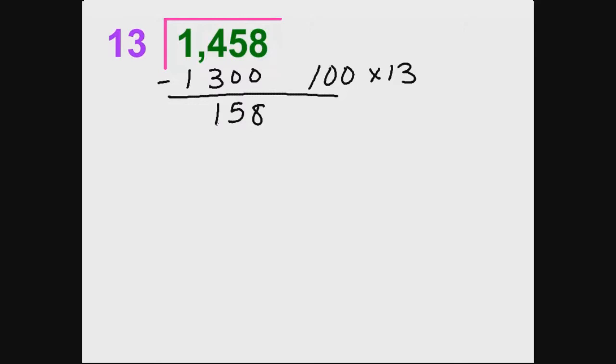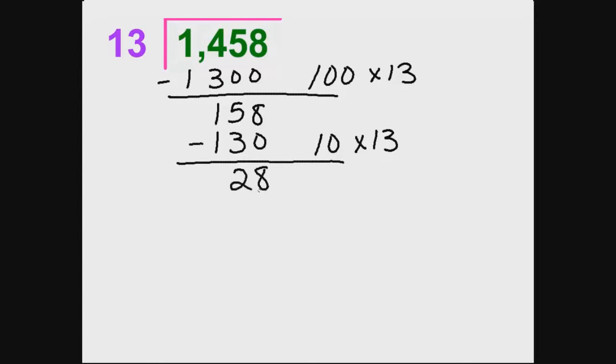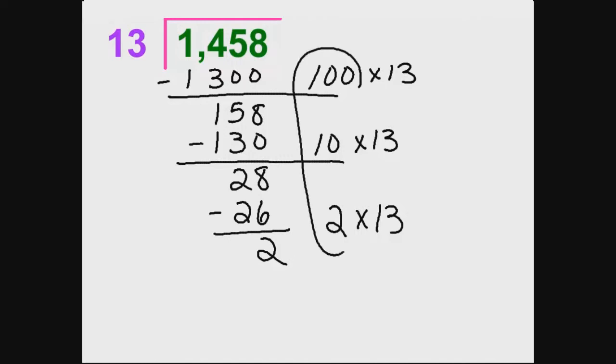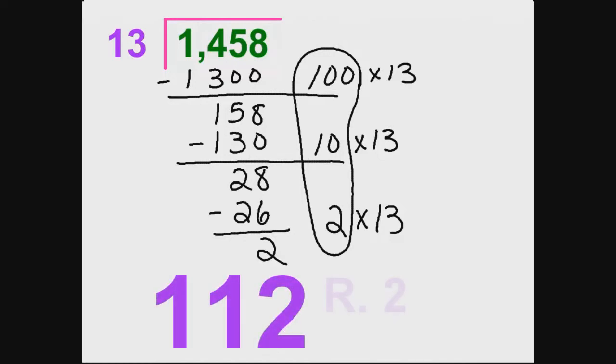13 can go into 158 10 times. So we record 10 groups of 13 and then subtract that amount. Now there's only 28 left. We can no longer take out groups of 10. We can, however, make two groups of 13 and subtract 26, leaving us with 2 remaining. Therefore, the answer is found in the groups we made, so we add them up. 100 plus 10 plus 2 equals 112, with a remainder of 2.